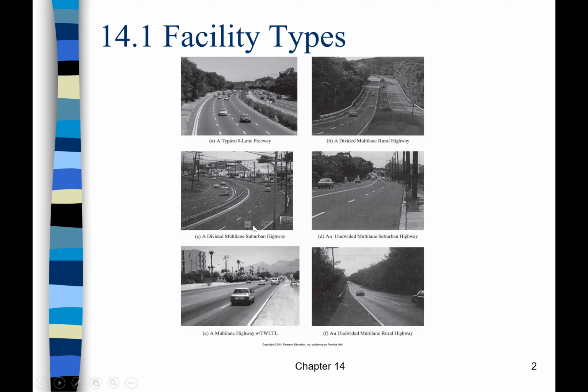For picture C, this is a divided multi-lane suburban highway. You will see some development, like factories, commercial stores, those types of things, but it's not as dense as in the city. Picture D, this is an undivided multi-lane suburban highway. When we say undivided, it's just a strip of pavement marking that divides the highway.